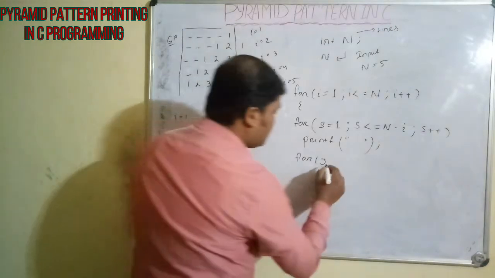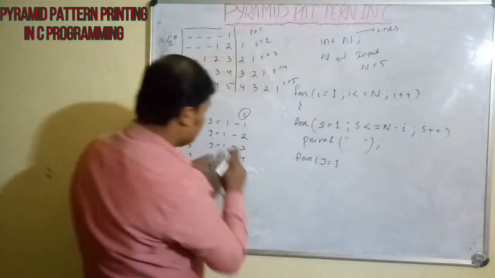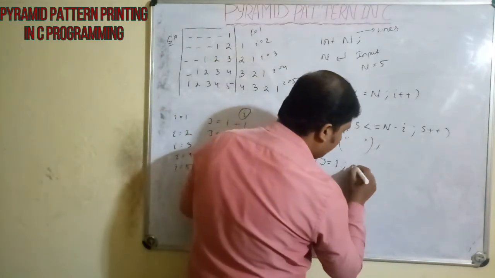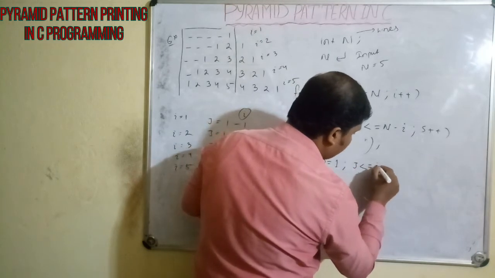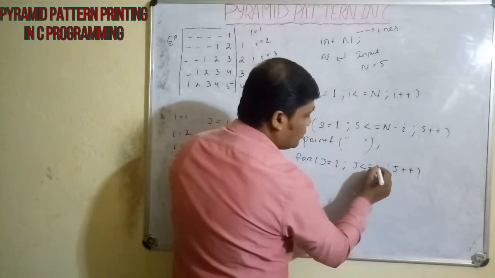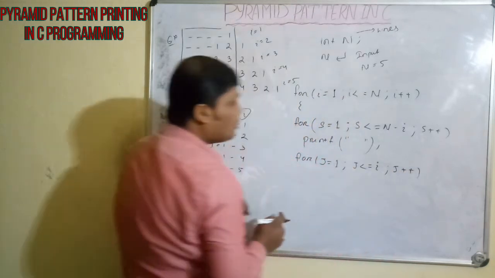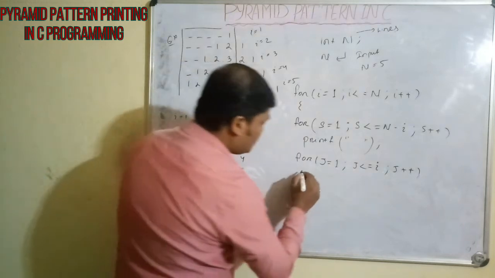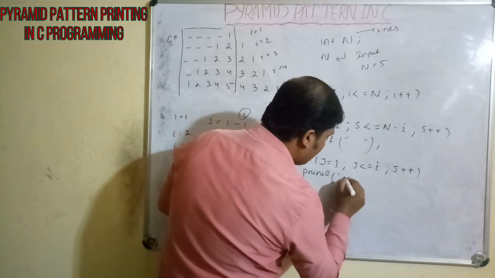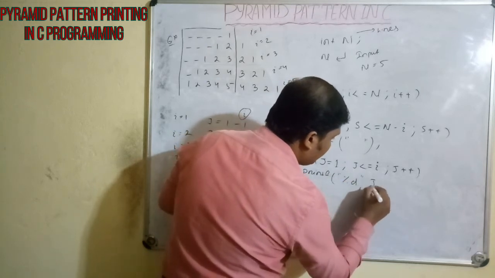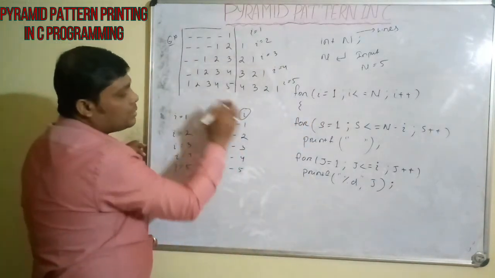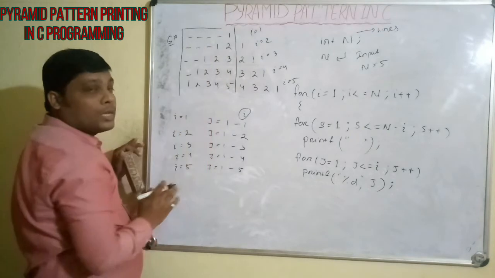We have already discussed this in previous videos. J equal to 1, always starts from 1, ends with I. So J less than equal to I, then J plus plus, because there is less than equal to I. Then what is it printing? Printf percentile D, J value. This loop will print this structure.